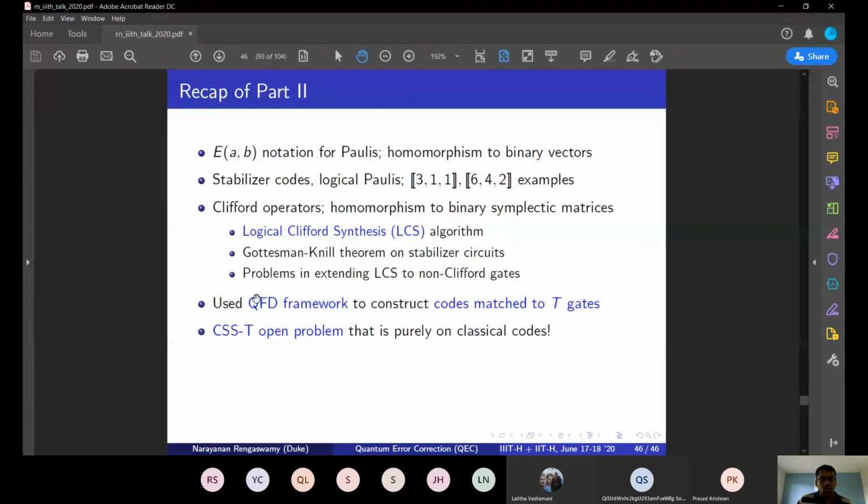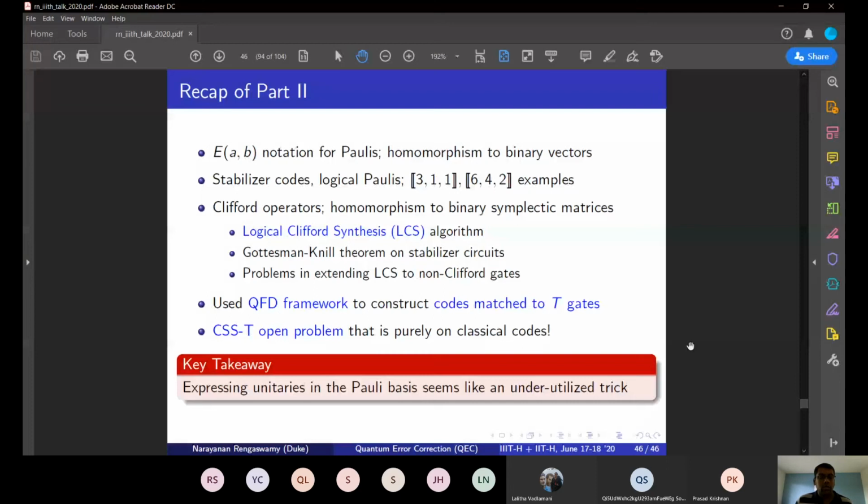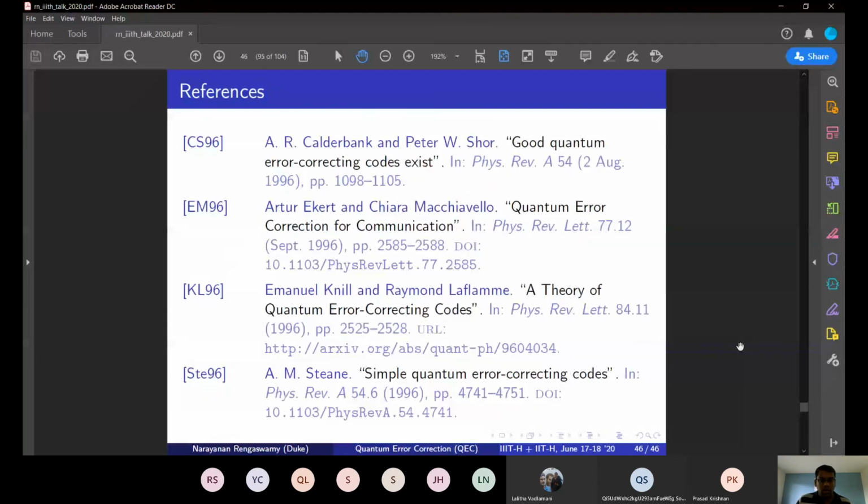So we used this QFT framework that we introduced to construct codes that support T gates. And then we have this CSST problem, which is purely a classical coding problem. But the main trick we use is just to express unitaries in its poly basis, which people have known for a long time. But in this setting, for constructing codes supporting gates, I think we were the first to apply this. Okay, so those are a lot of references, and I'm happy to share the slides.